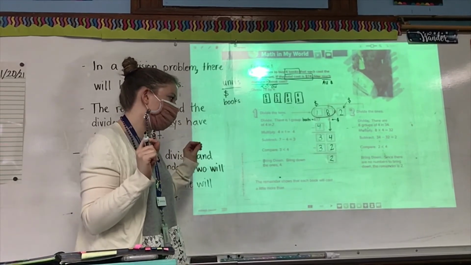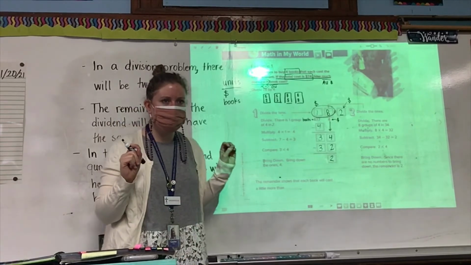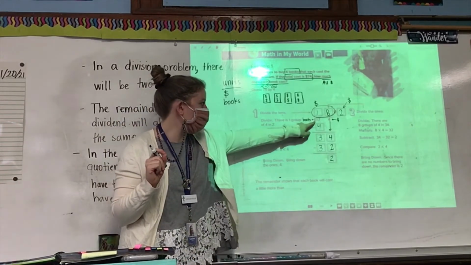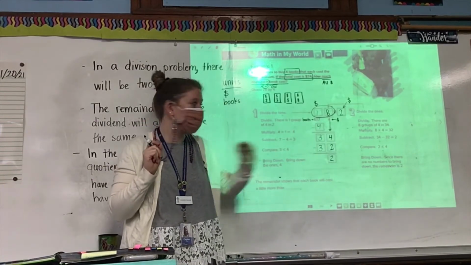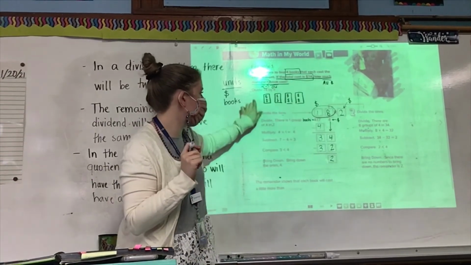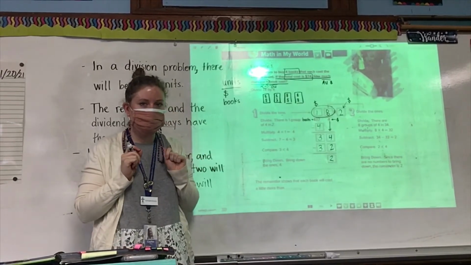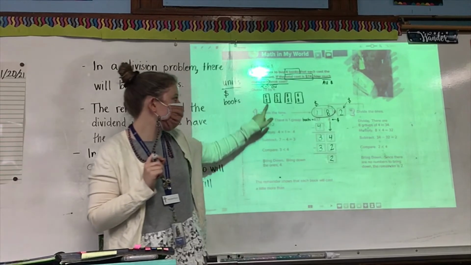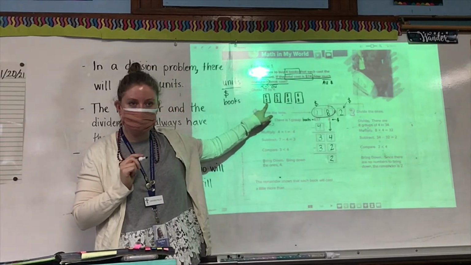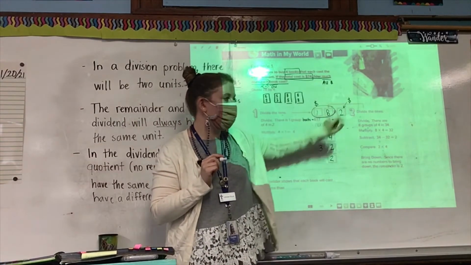Now we have to figure out what that means. We know 4 is the number of groups because we imagined it. We know $74 is how much they cost all together. We know 18 is how many are in each group. But then we have this remainder too.